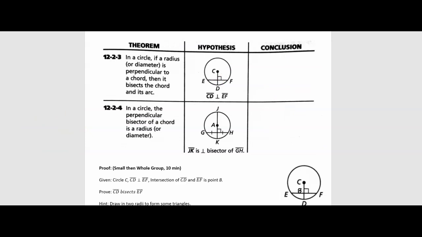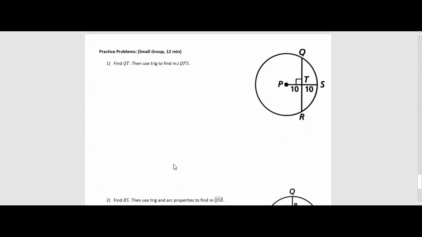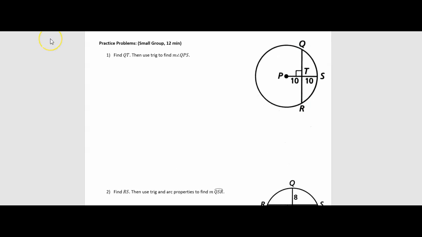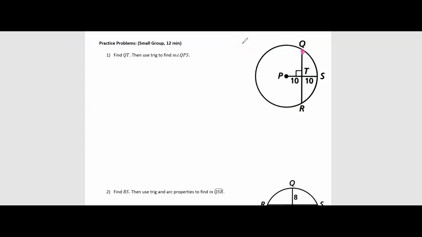We are going to skip this proof as well, but let's do one of these. Let's do number 1. We're being asked to find the measurement of QT, so this segment right here, and then the measurement of angle QPS. Now it does say we may have to use trig to find QPS, so keep that in the back of your mind. Pause the video, see what you can do here.